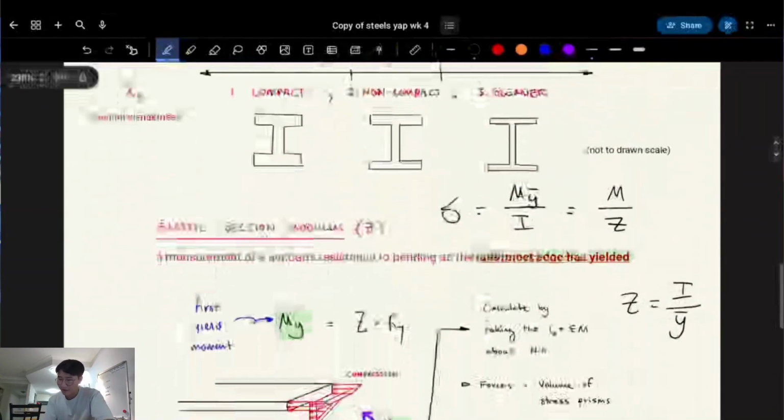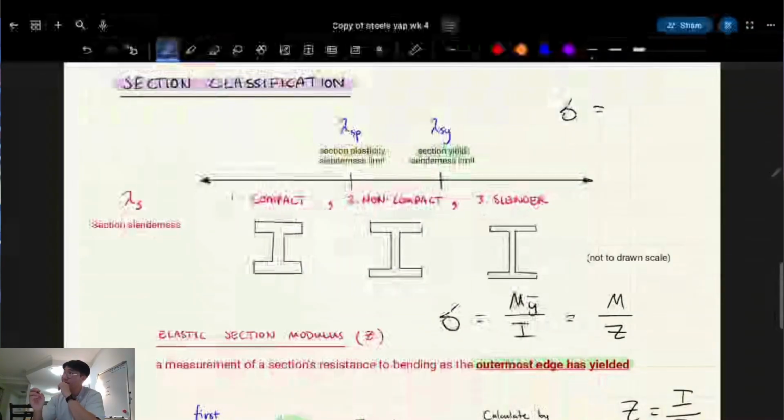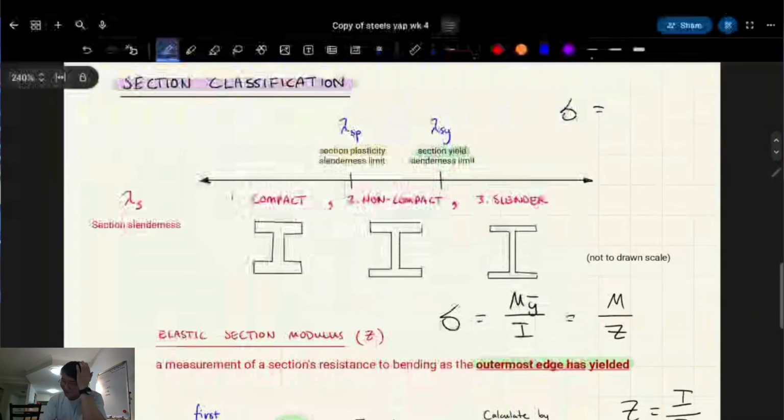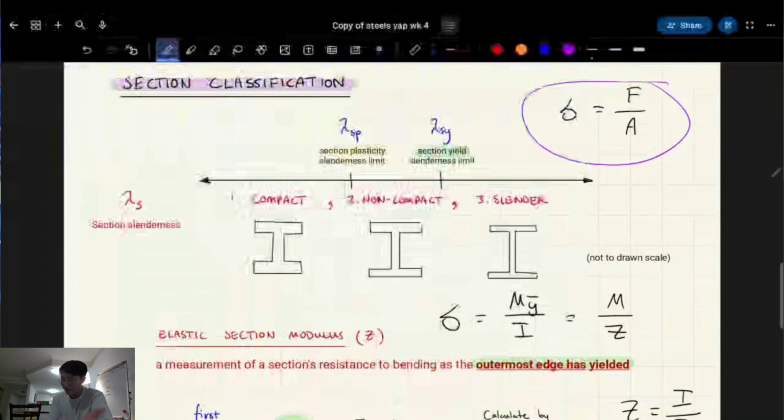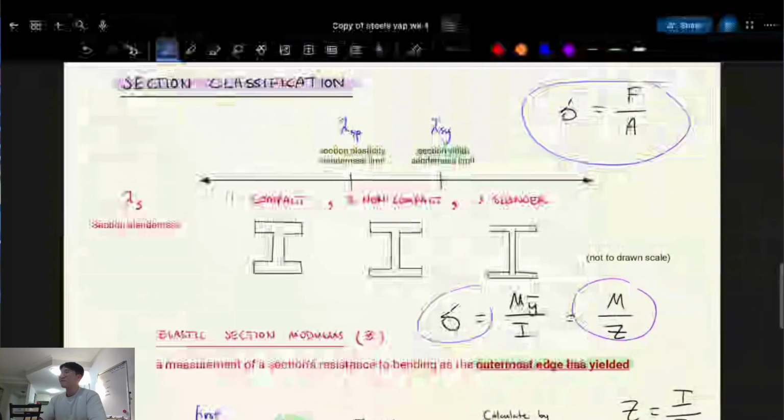You know what the best way to think about this is? You know how I always say, what's the stress formula? Force over area. But how is that possible? How can it be force over area and M over Z? It's going to blow your mind. Moment is force times distance.